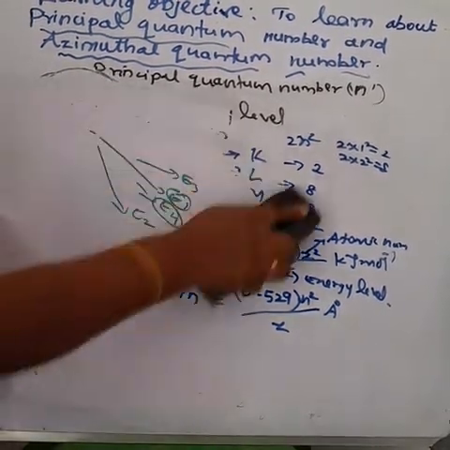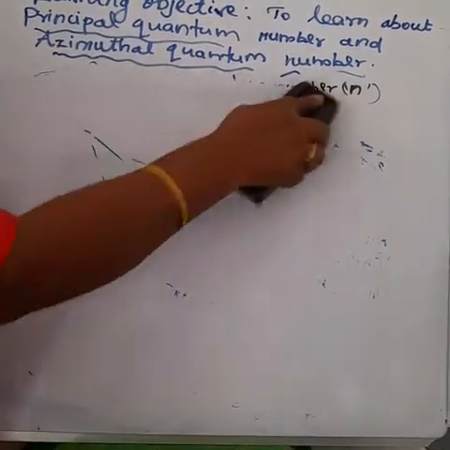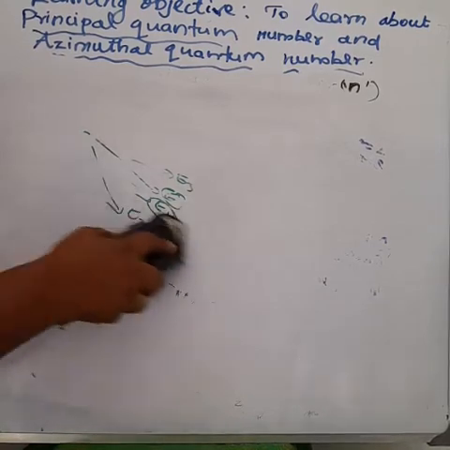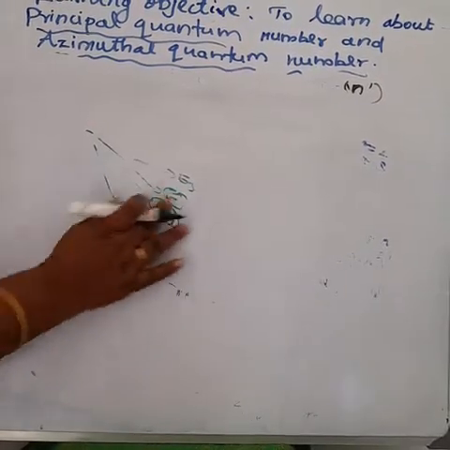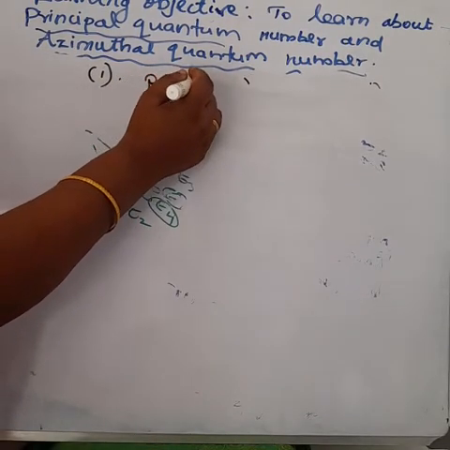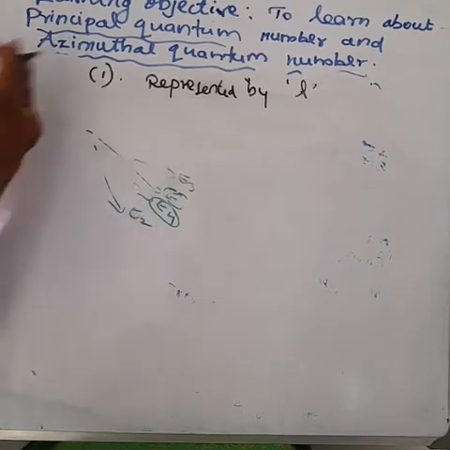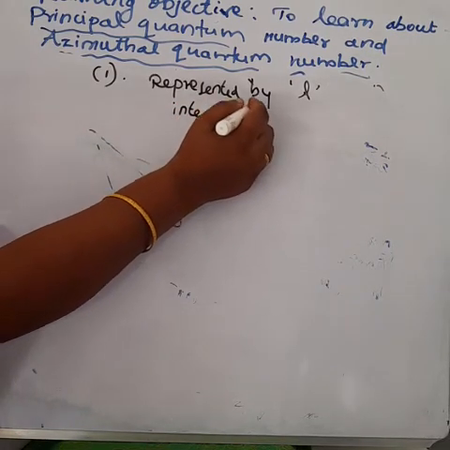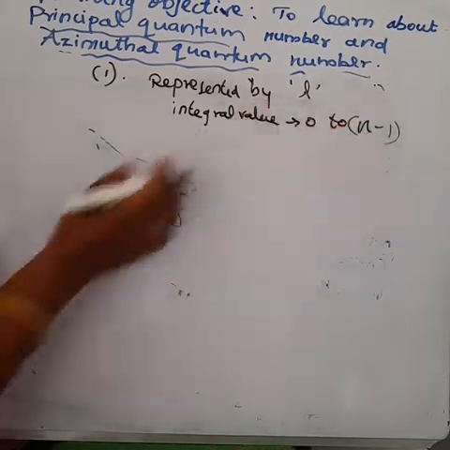Then we are going to study the azimuthal quantum number. The azimuthal quantum number is represented by the letter small l, and it can take integral values from 0 to n minus 1.